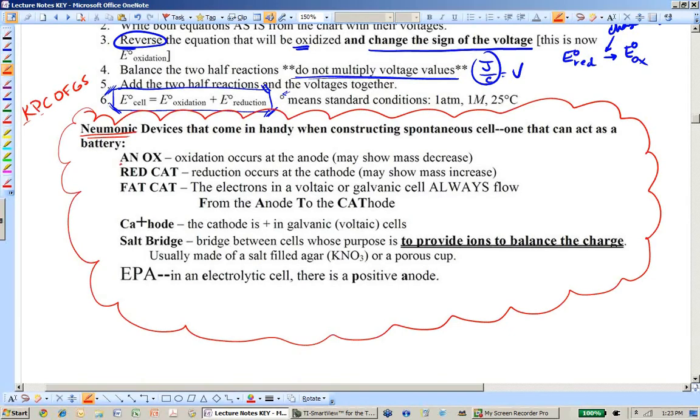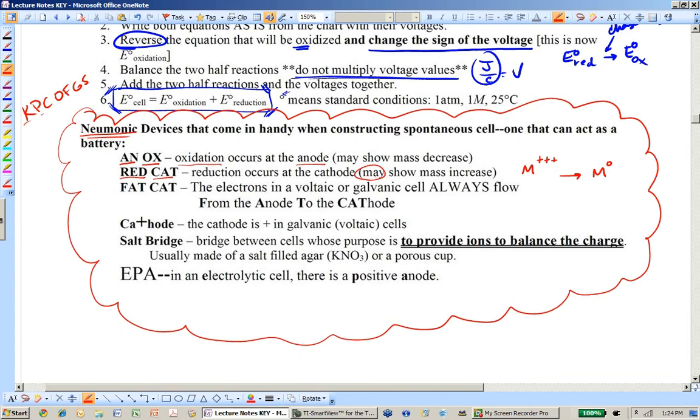So An Ox. An Ox stands for oxidation. Get the ox part. Oxidation occurs at the anode. And again, this may show a decrease in mass. Red Cat. Reduction occurs at the cathode, and it's going to show an increase in mass because you're taking a metal ion with a positive charge, or 2 or 3, and you're going to reduce it down to, most likely, an atom. And if it goes that far, it will show an increase in mass.